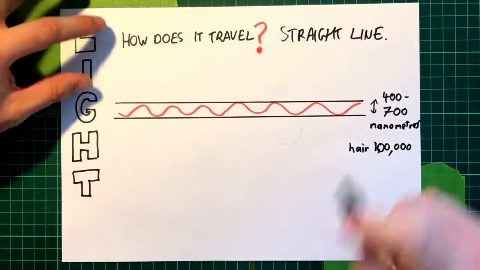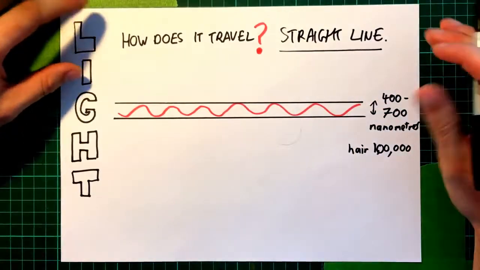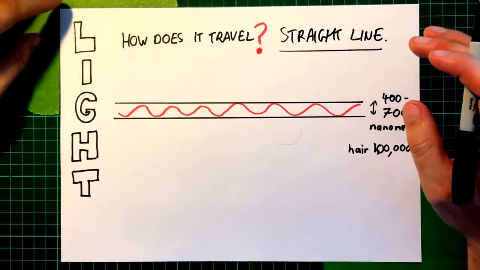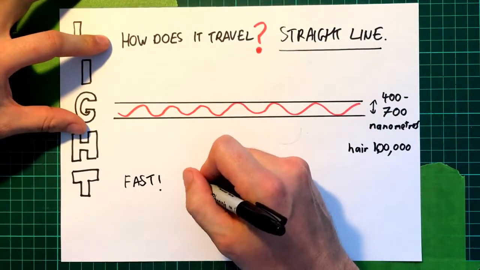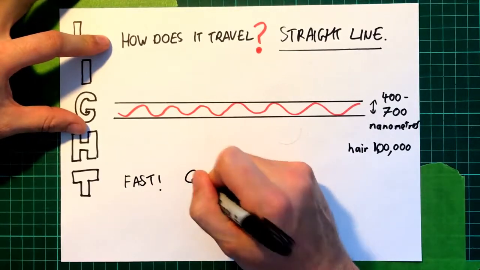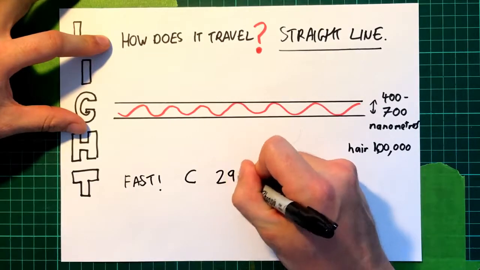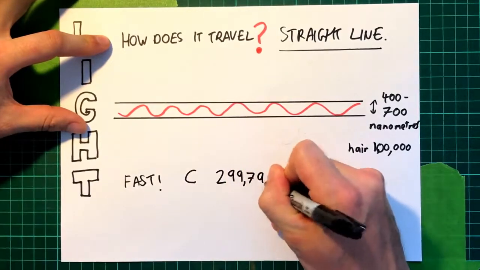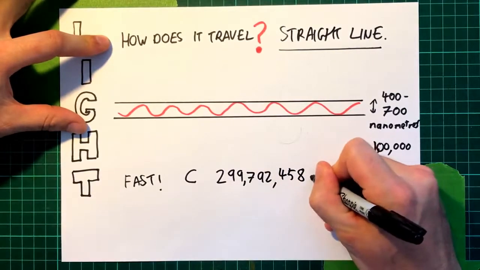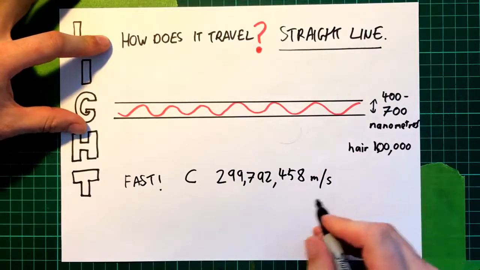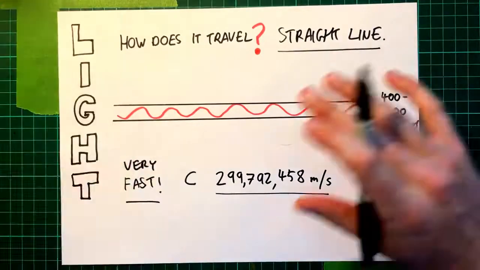So the point being is that we can say that light does travel in a straight line, which is very important for us to understand. And also, light travels very fast. The universal constant, which is represented as c in a vacuum, is 299,792,458 meters per second. So, some basic things about light. It travels very fast in a straight line.